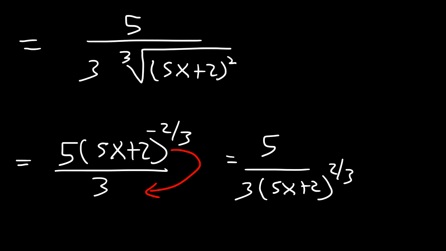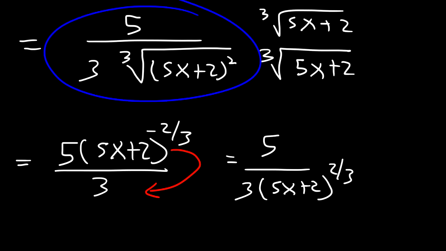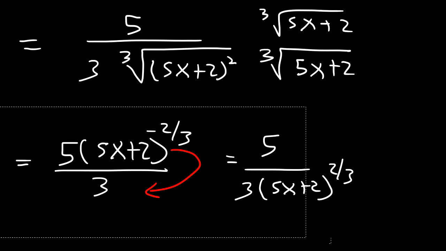Now that's the answer. If you want to rationalize the denominator, you could. If you want to do that, here's what you need to do. Multiply the bottom and the top by the cube root of 5x plus 2. By the way, if you leave your answer like this, most teachers will accept the answer unless they specifically state to rationalize any denominator.